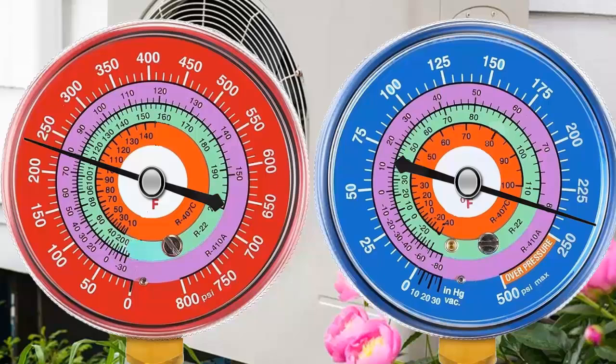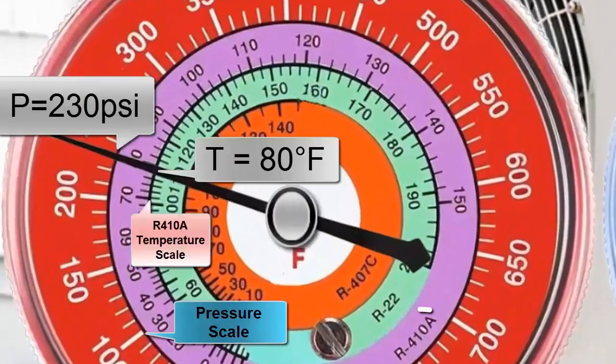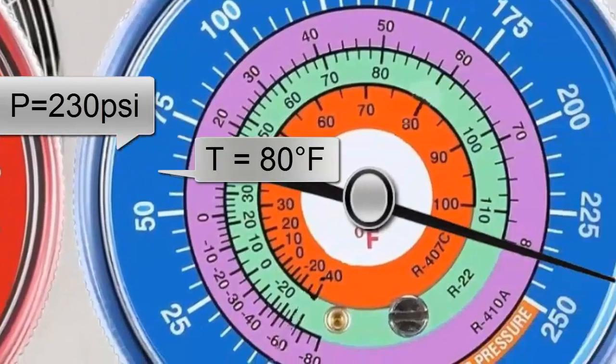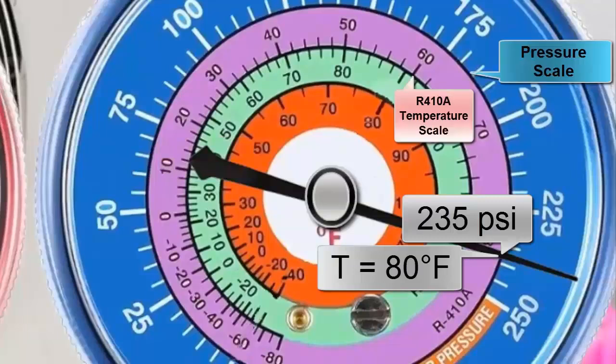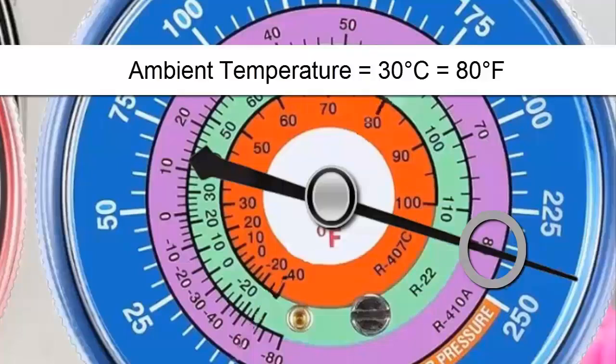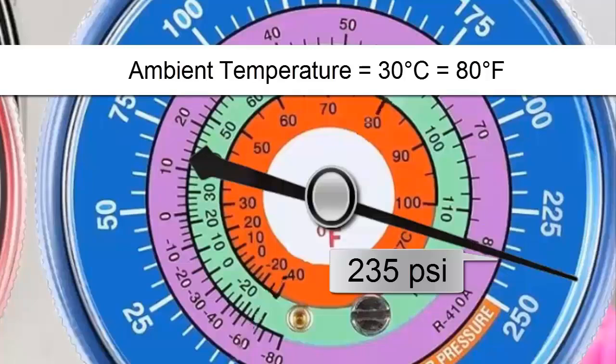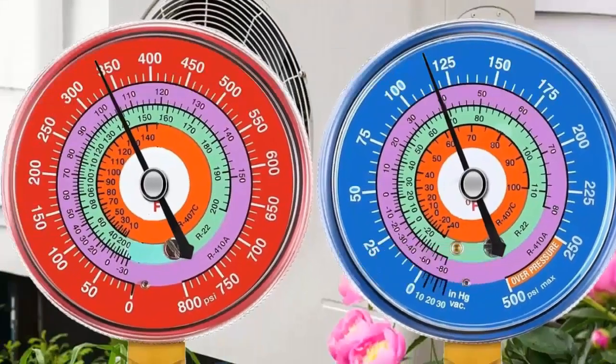A. When the air conditioning unit is turned off, both the high and low side gauges will display the same pressure. This happens because there is no active refrigerant flow. The compressor is neither sucking nor discharging gas, allowing the system to reach equilibrium, reflecting only the static pressure of the refrigerant. Since the compressor is not operating, the pressure value will directly depend on the outdoor ambient temperature. For example, at an ambient temperature of 30 degrees Celsius, about 80 degrees Fahrenheit, the gauges will indicate a pressure of around 235 psi, which is the equilibrium gauge pressure.